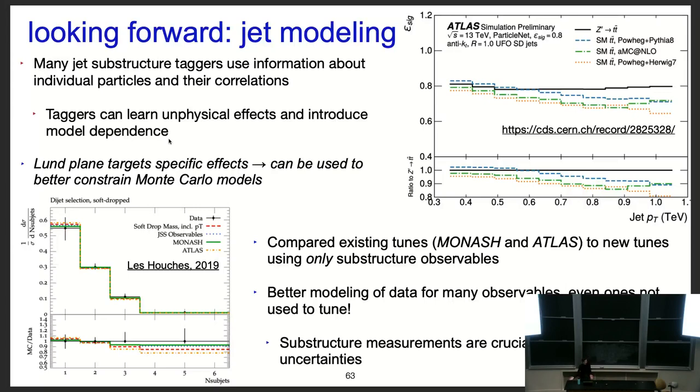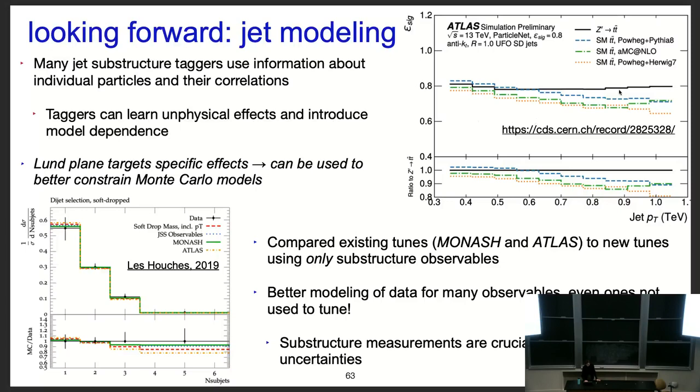And they do this by using information about individual particles and their correlations. That being said, this means that we are really reliant on the models we're using to create these taggers. There can be really large model dependence on the taggers, which would mean that you're training your taggers to learn something that is unphysical, and that you're not necessarily going to get the same performance in data as you do in Monte Carlo.